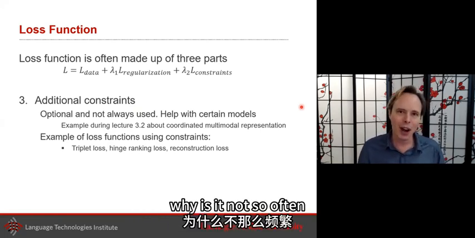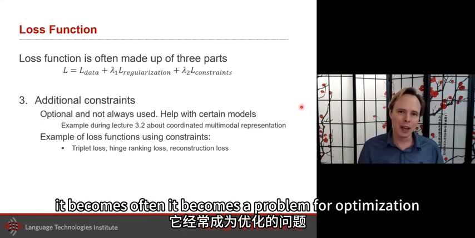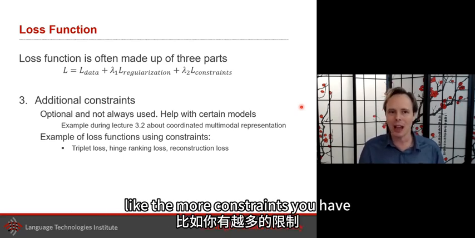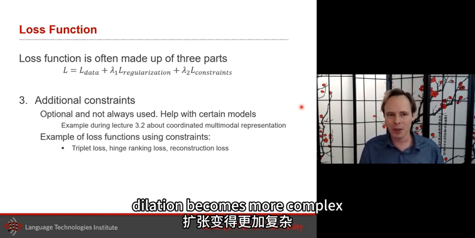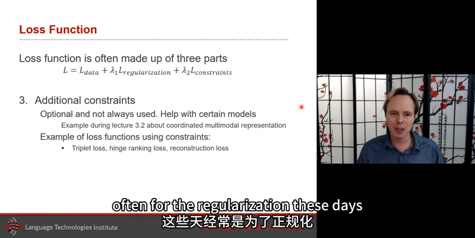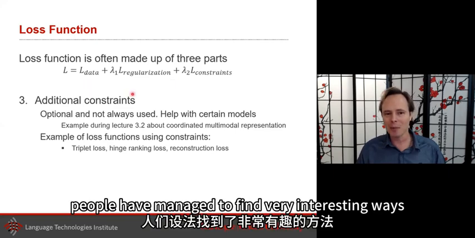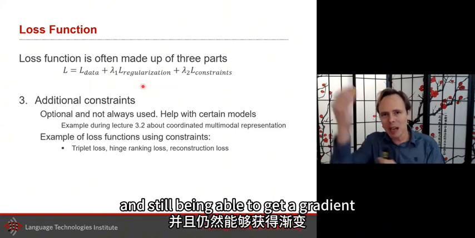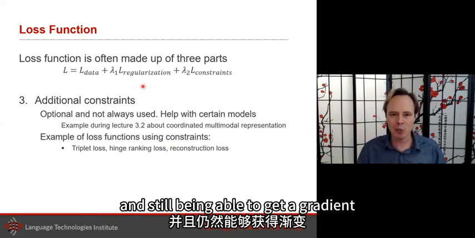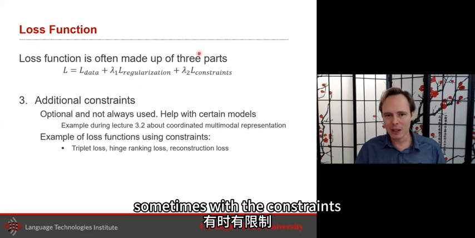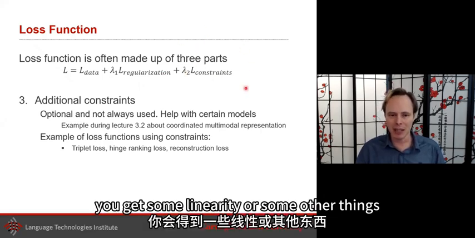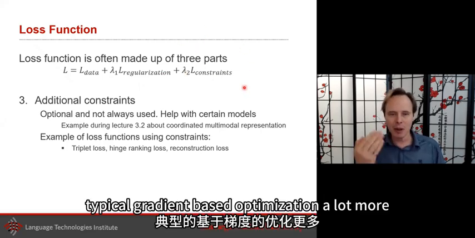Why is it not so common? It becomes a problem for optimization. The more constraints you have, the more complex the optimization becomes. For regularization these days, people have managed to find very interesting ways of regularizing and still being able to get a gradient. Sometimes with constraints, you get some nonlinearity or other things that make typical gradient-based optimization a lot more challenging.